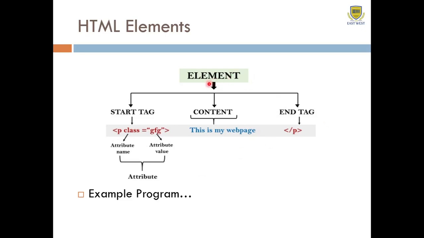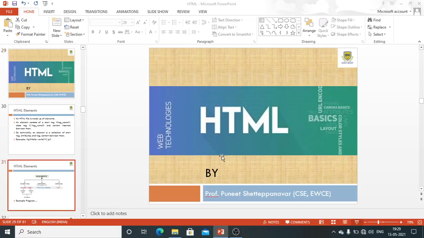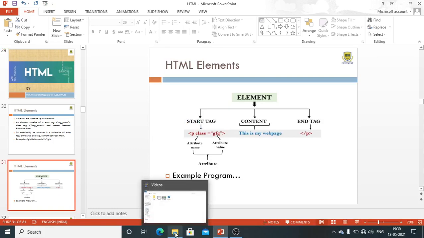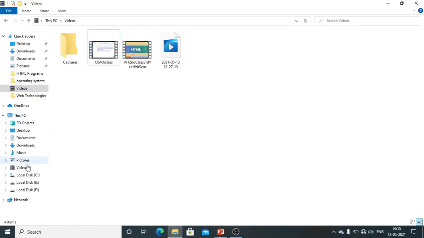An element is stated as containing the start tag, content, and the end tag. In the start tag we can include attributes and their values. Content is anything that we want to insert within the web page, and then the end tag. Let us check out an example program. For that, let me go to the folder where I saved my file.